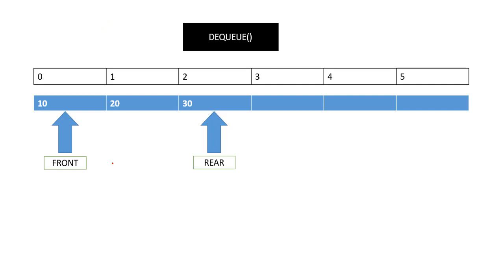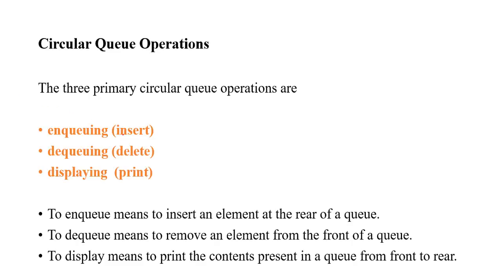So now I have changed the index of front from max minus 1 to index 0. Now front is pointing to 0. Again we can delete the elements from the front. You can delete 10, you can delete 20 and so on. We'll see these details. There are mainly three operations of a circular queue: enqueuing, dequeuing and displaying. Enqueue means inserting an element, dequeue means deleting an element, and display means printing the elements inside a circular queue.